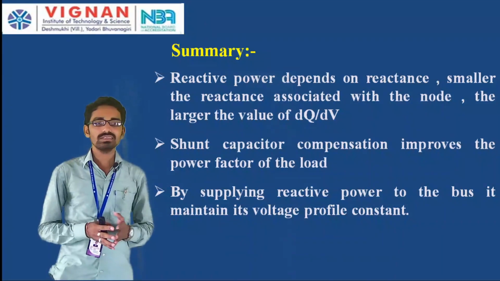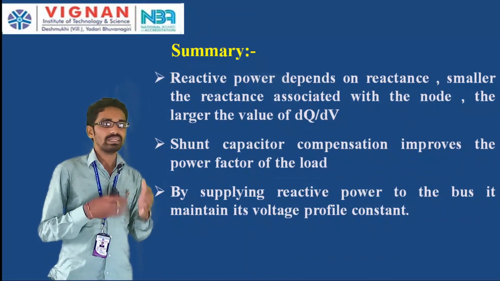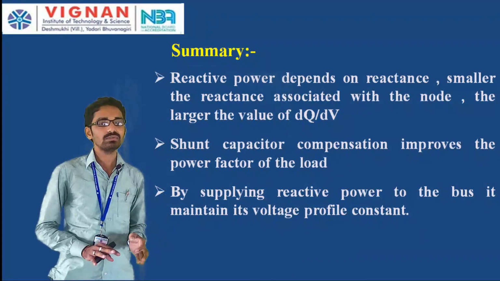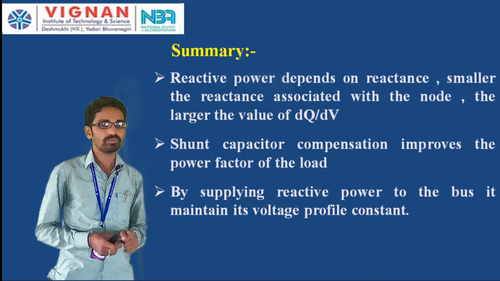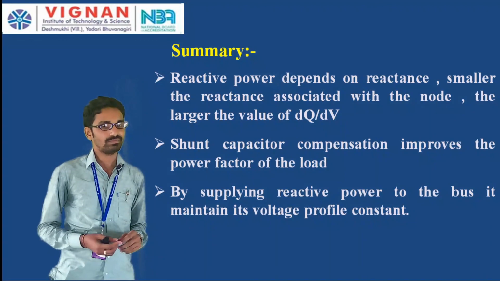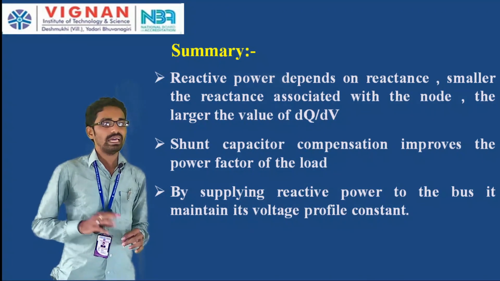Why are we controlling this voltage? Our unit is reactive power and voltage control. We control the voltage in order to maintain the voltage profile constant throughout the system. To maintain the voltage profile constant, we are going to control the voltage at the receiving end side. Mostly we are controlling at the receiving end side.